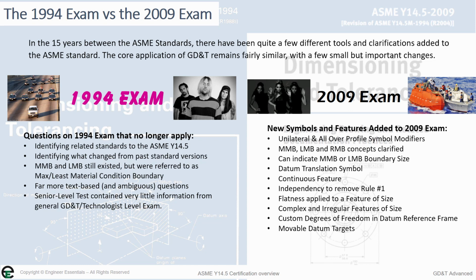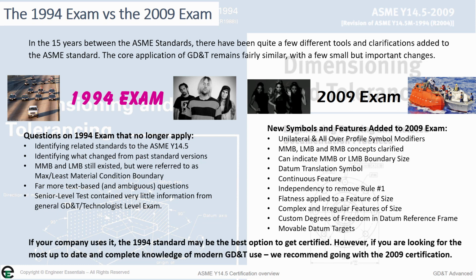Now, this is not the complete list, but these are a few of the major changes that have been updated since the 1994 standard. If your company uses it, the 1994 standard may be the best option to get certified. However, if you're looking for the most up-to-date and complete knowledge of modern GD&T use, we definitely recommend going with the 2009 certification.